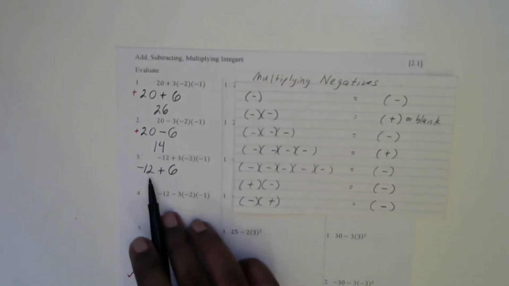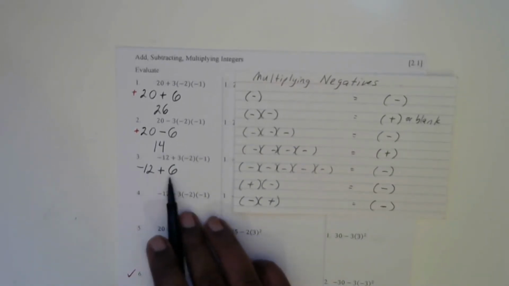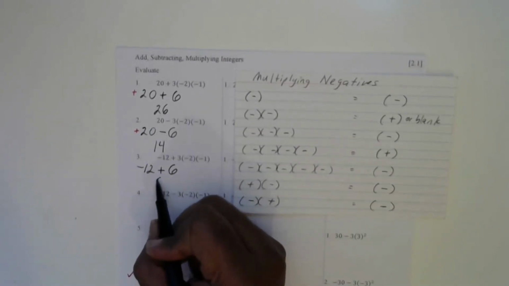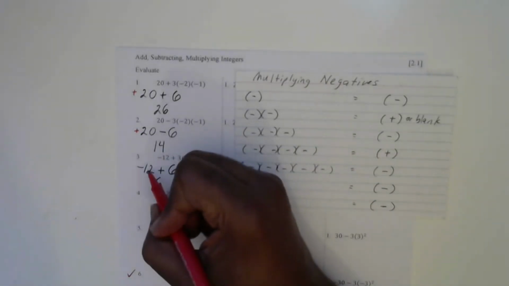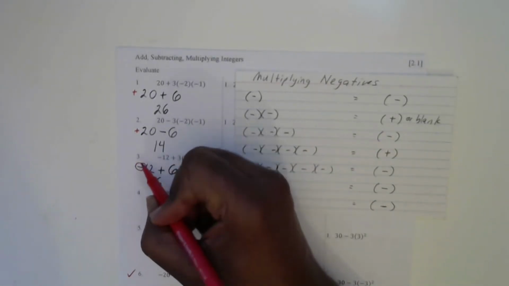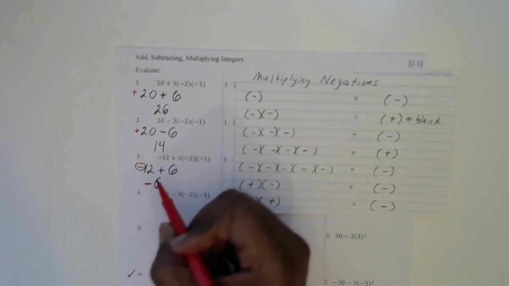And then these are different signs, negative 12, positive 6. So we're going to subtract. Different signs subtract. So subtract these two, we get 6. And then the bigger sign will win. Well, the 12 is the bigger, so its negative will win. So this will be a negative 6.